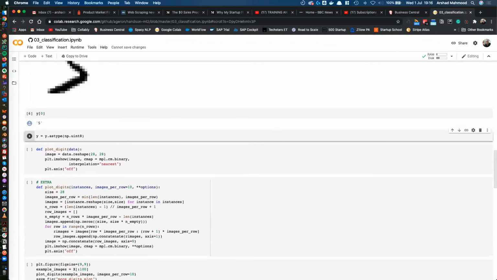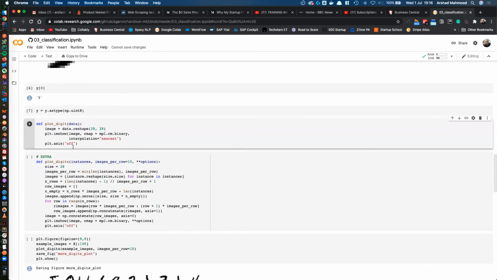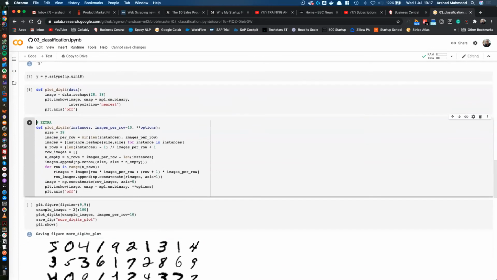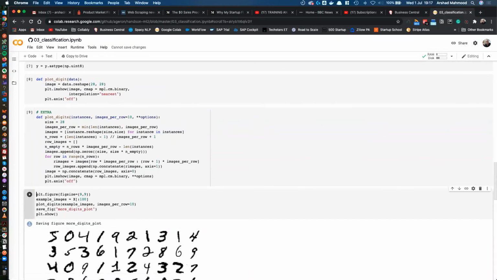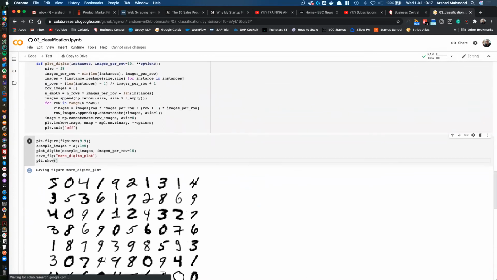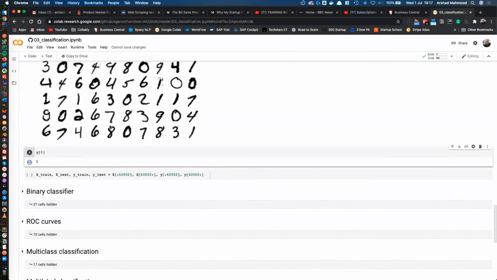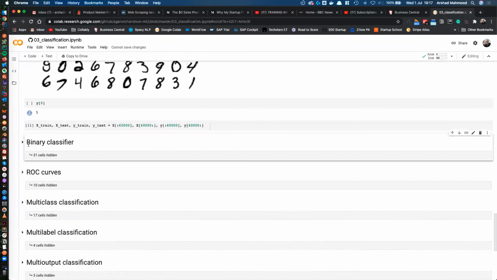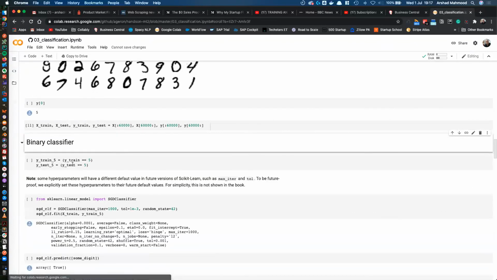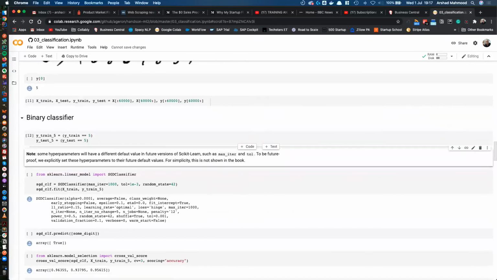Let's say 5. Converting it to integers, and then a function to plot digits. And then we're just showing some digits. Okay, so that's doing that. Creating the data sets. Okay, binary classifier. Right, so this is selecting the training and test sets of 5.